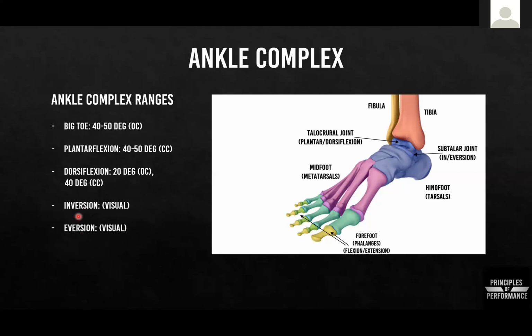Inversion and eversion are challenging because while they have an axis that they move on, that axis is actually rotation, and it's very hard to measure an axis of rotation without a fixed point. So what I like to suggest with inversion and eversion is you can sit yourself down in a seated position and then just try to lift the inside of your feet towards each other and then the outsides of your feet away from each other. This is inversion and eversion.